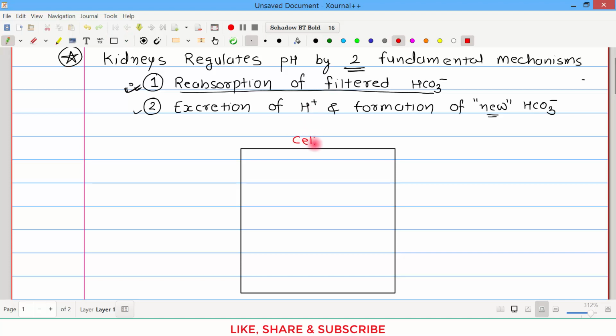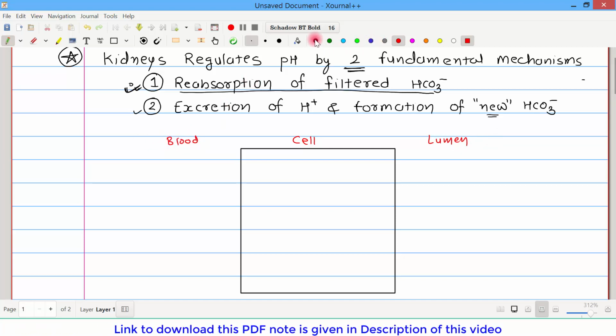Now to understand this mechanism, suppose this is the renal tubular epithelial cell. On this side, we have a lumen, that is tubular lumen, and on this side, we have blood. One more thing is that whenever the cell membrane faces towards the lumen, we call that cell membrane an apical cell membrane. Whereas the remaining cell membrane, this part of the cell membrane, we call a basolateral cell membrane. Right?